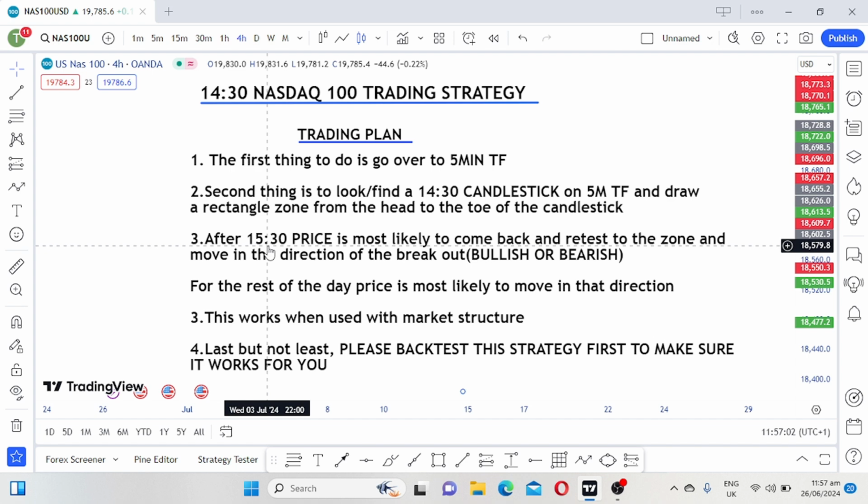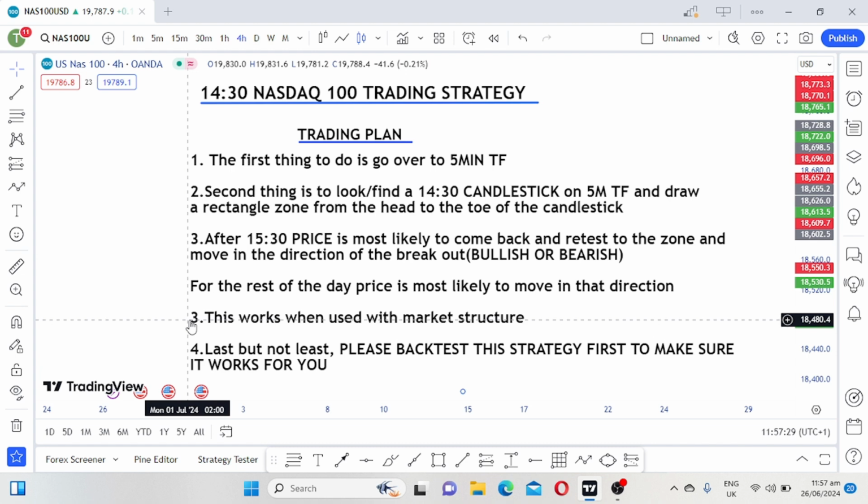Number 4. I made a mistake here: instead of writing number 4, I put number 3. So this works when used with market structure. If you are following the trend, then this strategy is most likely to work. Let me say 90% or 85% of this strategy only works when you pair it with market structure or the trend.